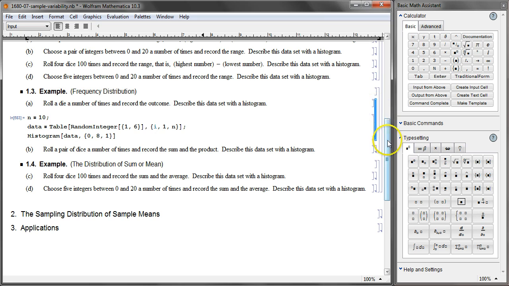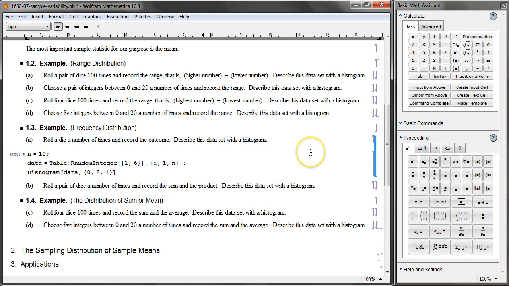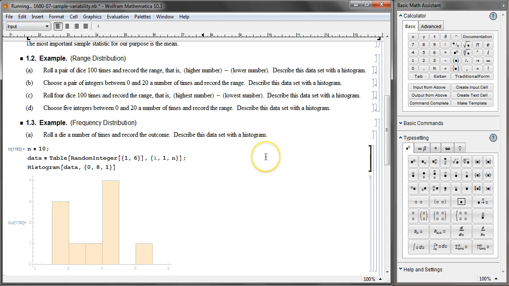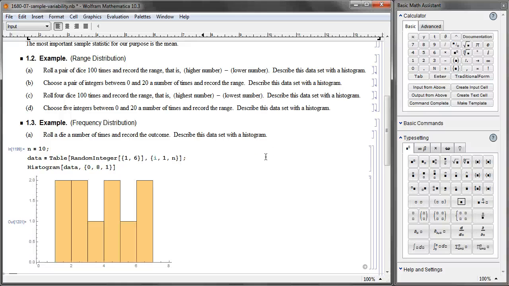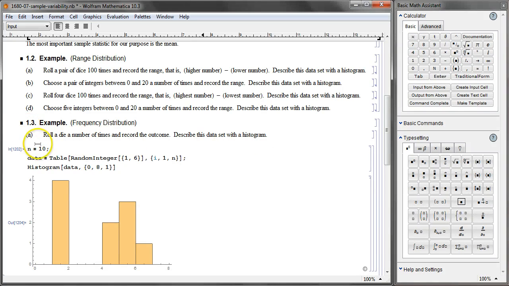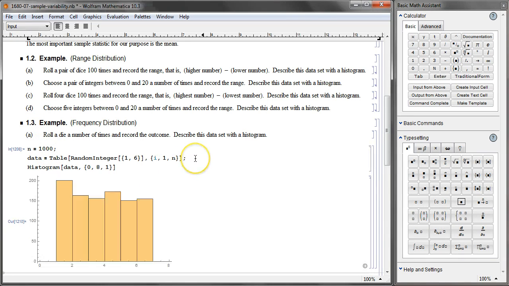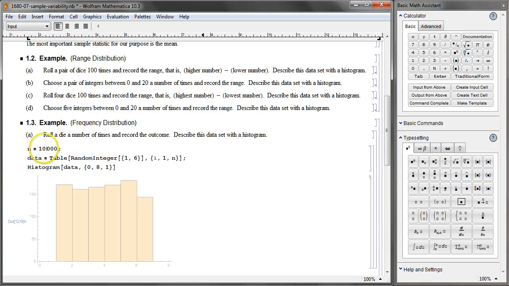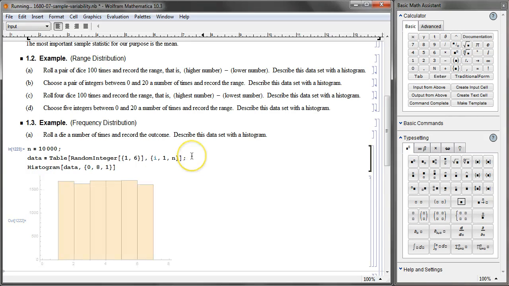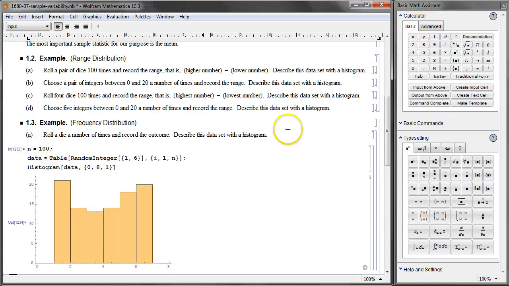Okay, another example of sample variability. Let's this time roll a die a number of times, record its outcome, and repeat 10 times, just 10 rolls, and then as you can see, the change is rather drastic. Increase it to 1,000, and now you see a pattern. They're pretty much uniform. Increase to 10,000, and certainly they're uniform. I mean, the probability is 1/6, the same for everything. That's the frequency.